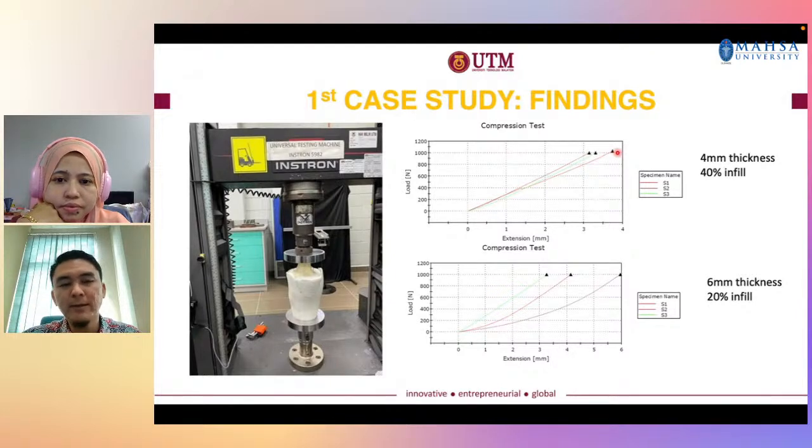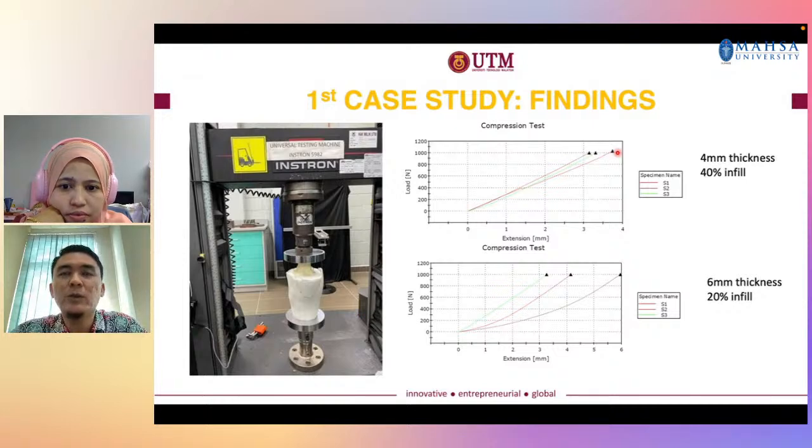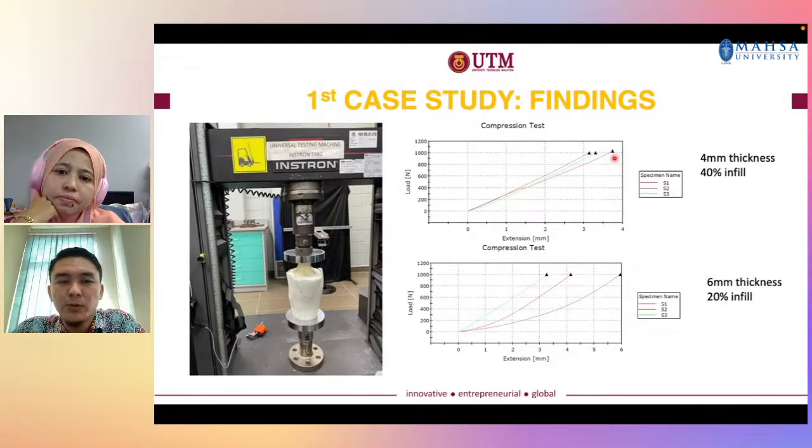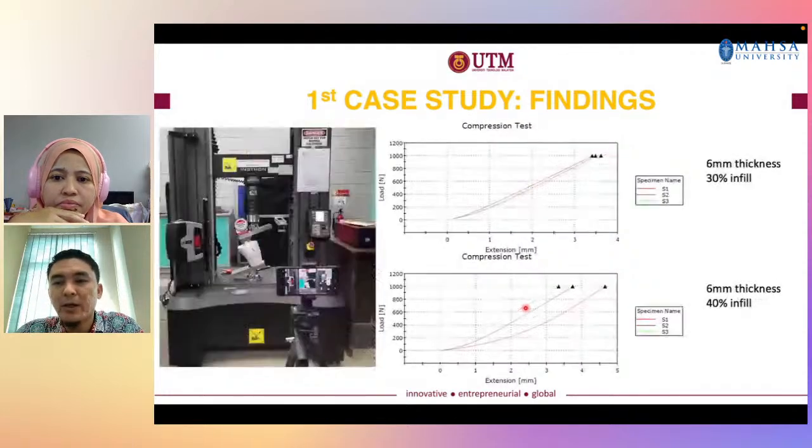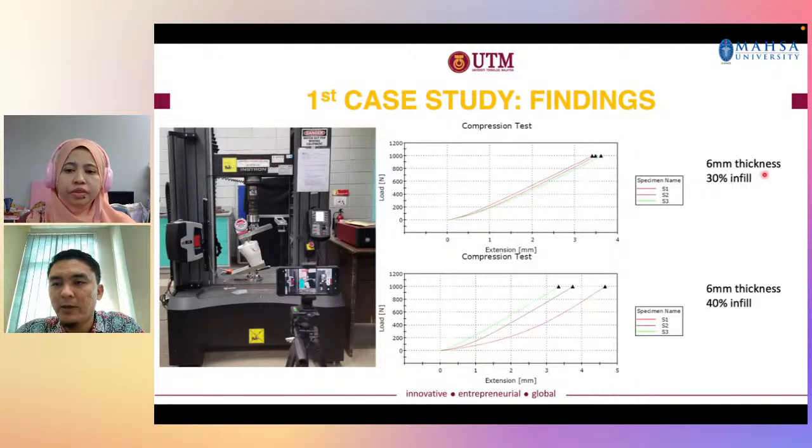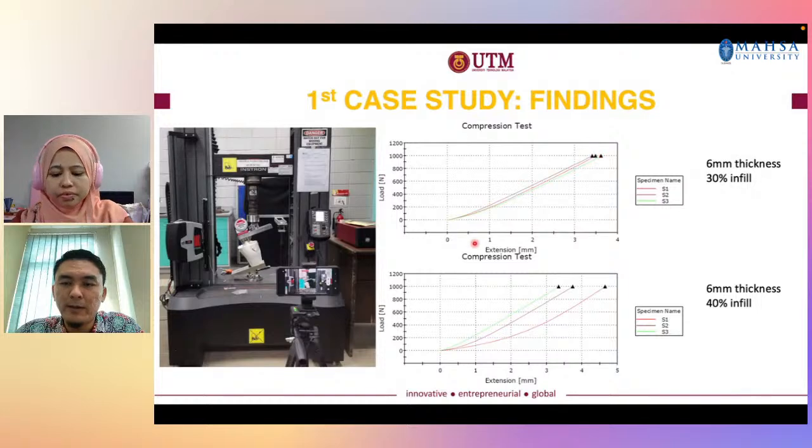So this means the socket can sustain up to 1,000 Newton, which is equivalent to 100 kilograms. We actually varied the thickness of the socket, like 4 mm thickness with 40% infill, and 6 mm thickness with 20% infill. From here we can see that there is no failure either. And then we increased the infill density with the same 6 mm thickness, to 30%, and again there is no failure.